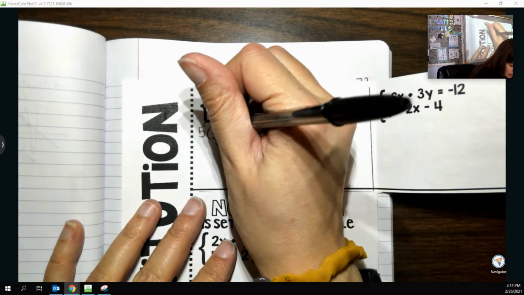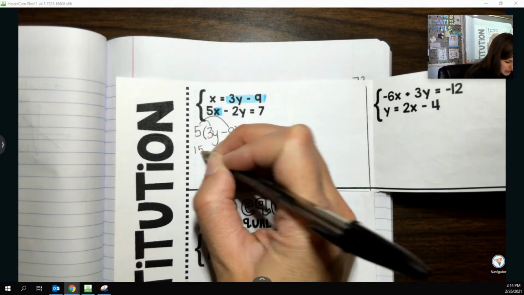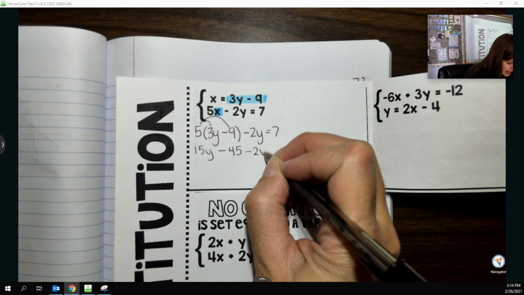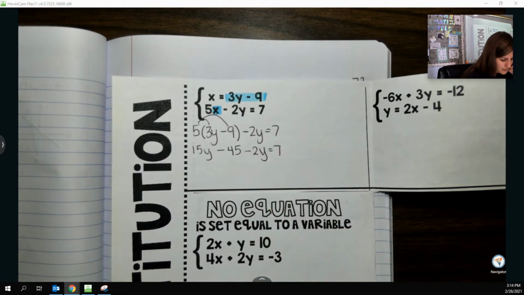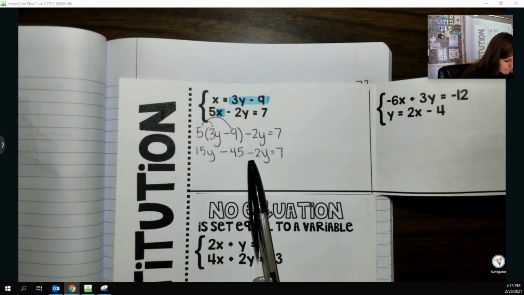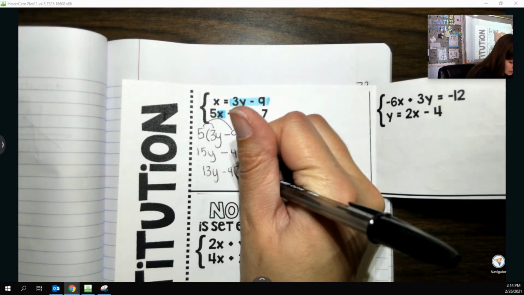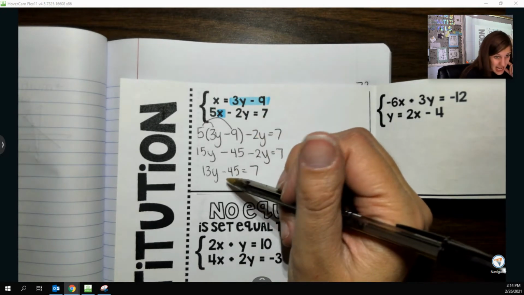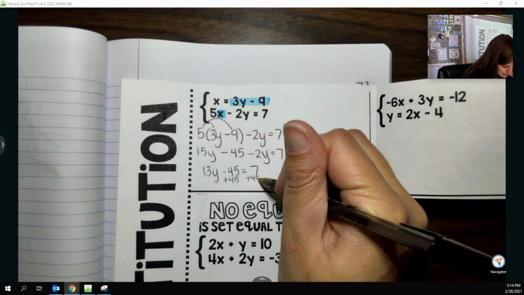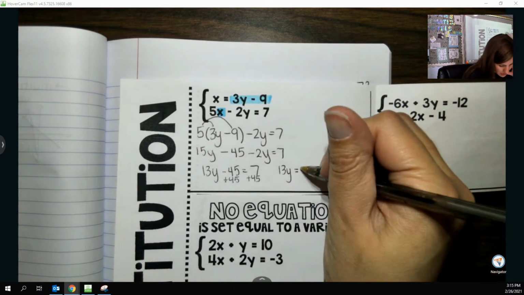And then I'll distribute because now I'll be able to solve. There's only one letter to solve for. So we'll have 15y minus 45 minus 2y equals 7. Then I can combine like terms because the y's are the same, and we have 15y minus 2y for 13y. Then to get y all by itself, I would add 45 on both sides. And so we'll have 13y equals 52.